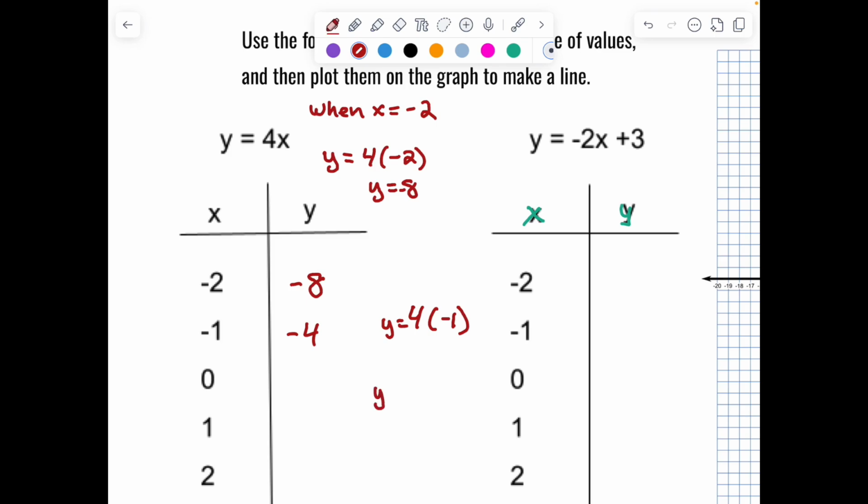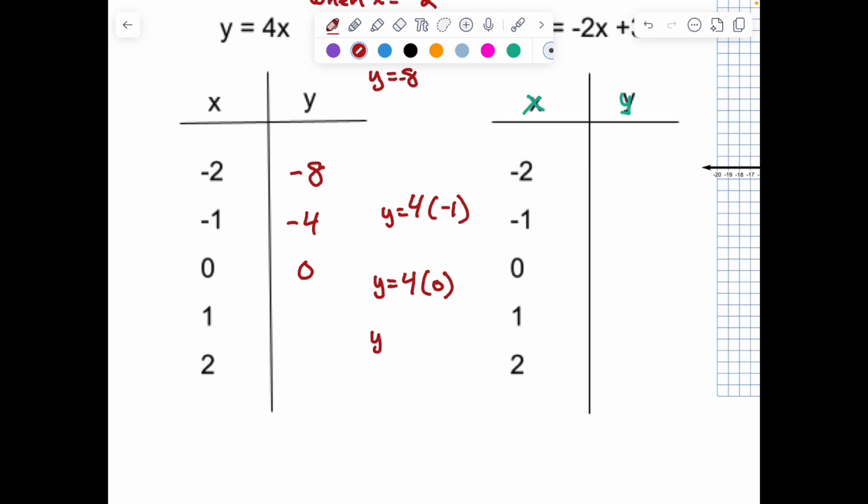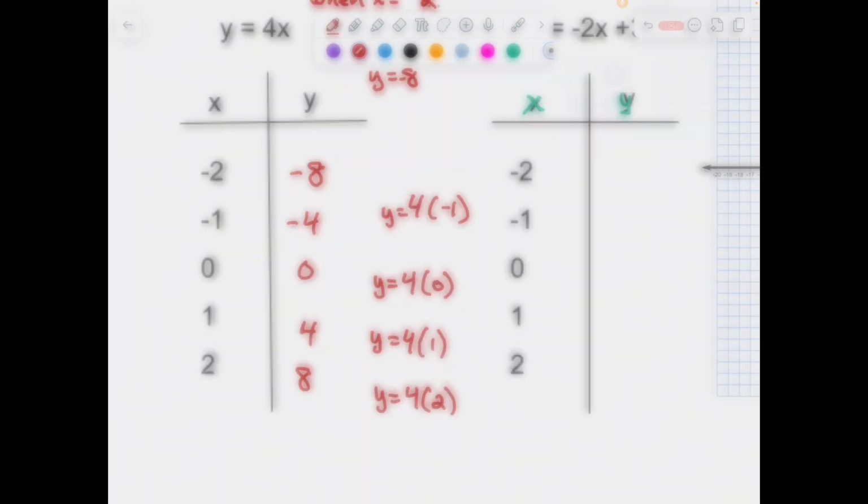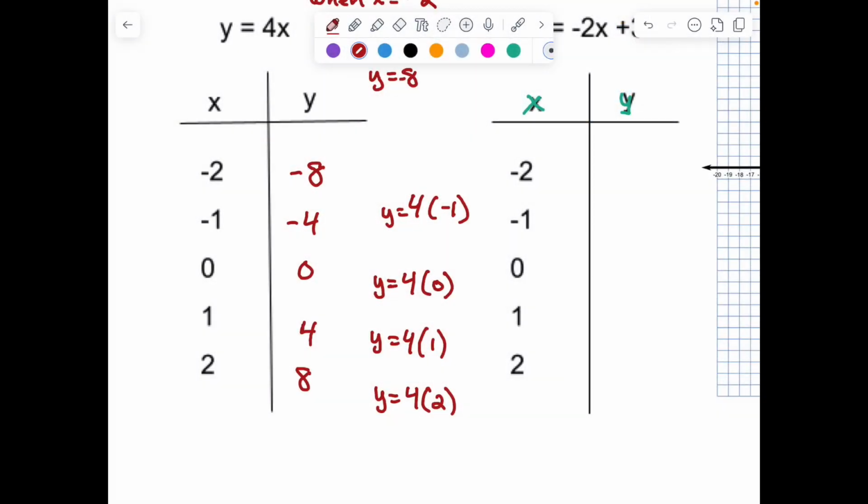Negative 4. Next one, we're plugging in 0, so y equals 4 times 0. That just gets us 0. Plugging in 1, y equals 4 times 1, just 4. And then finally, y equals 4 times 2, which is 8. All right, so then we're going to finish plotting these points.